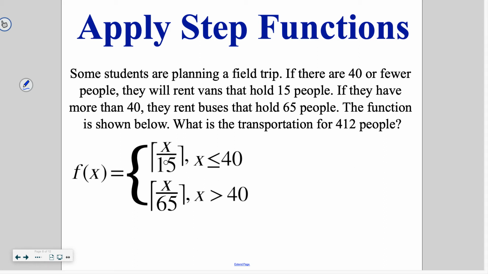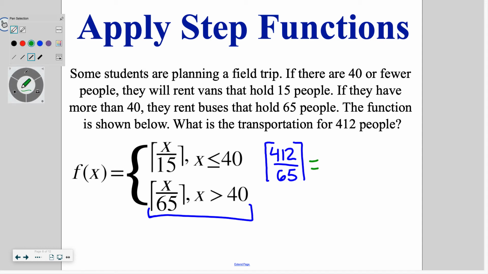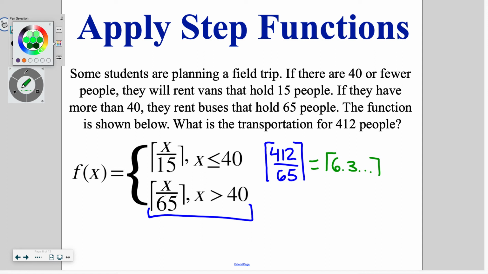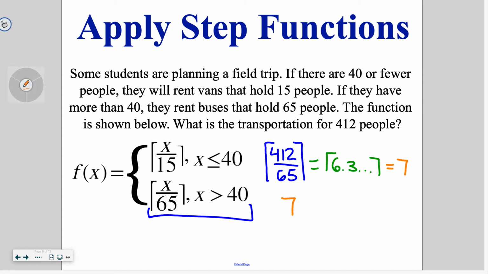So now it's asking, what is the transportation for 412 people? So we need to look at our step function as our piecewise function. And we have 412 people, so that puts us in this bottom chunk. So what I'm going to do is evaluate the ceiling of 412 people divided by 65. When I put that into the calculator, it's going to give me an answer of the ceiling of 6.33, and it keeps going. We really don't need the rest of the decimal because now all we have to do is round, and that's going to give us the ceiling, rounding up to 7. So that means for 412 people, they're going to need 7 buses.